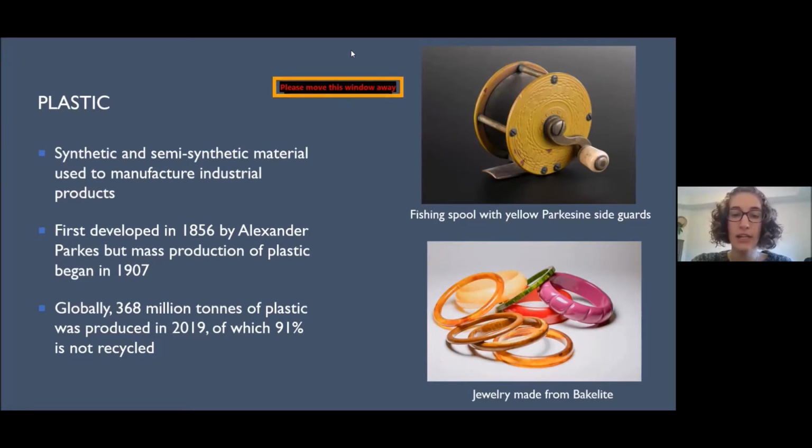Since then, the production of plastic has rapidly increased to the point that 368 million tons of plastic was produced globally in 2019. This is greater than the entire weight of the human population. Of the plastic that is produced, 91% is not recycled.